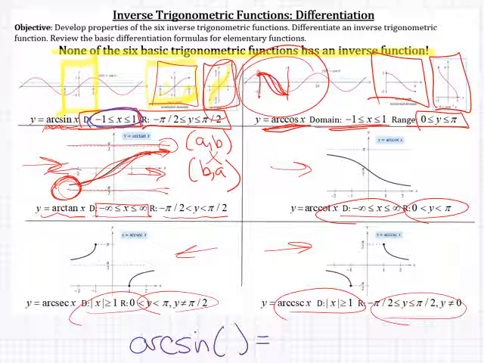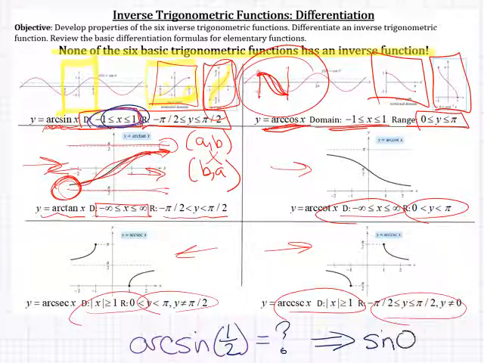Another thing is, what if I said, how about the arcsine of a half? Well, a half is in the domain for arcsine. So then the question is, all right, well, what's the answer? Well, you have to realize that this question is pretty much analogous to this question: the sine of what angle equals a half? And so you're looking for that angle.